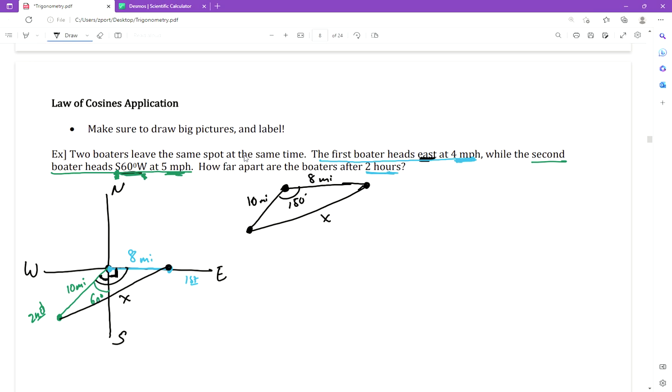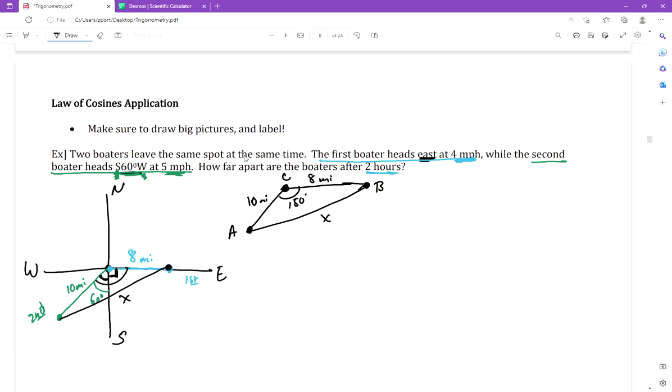Okay, so we've got our known angle now. These other two angles we don't know. We could find them eventually, but right now we don't know what they are. We know this one is 150 degrees for sure. And now that I have just a regular old triangle, I'm going to label the sides. Let's call this A, let's call this B, let's call this C.